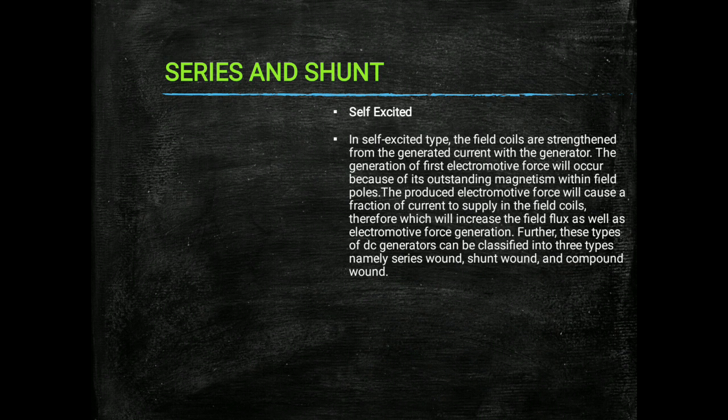The produced electromotive force will cause a fraction of current. A very small amount of current is produced if the armature is rotating between the two poles, and with the help of residual magnetism a small amount of flux is cut by the armature winding, and a fractional value of current will be produced and supplied to the field coils, which will increase the field flux as well as the electromotive force generation further. And this type of DC generator can be classified into series, shunt and compound.